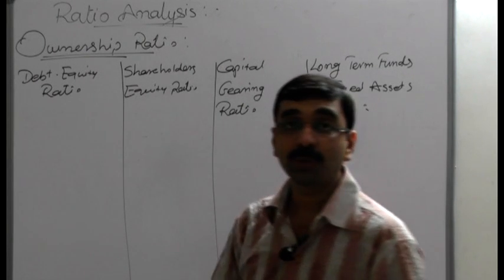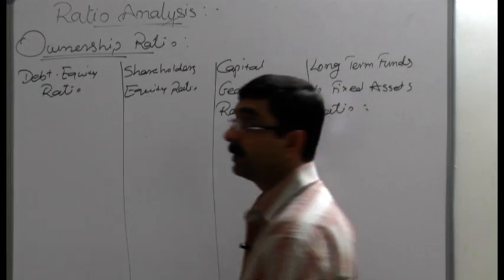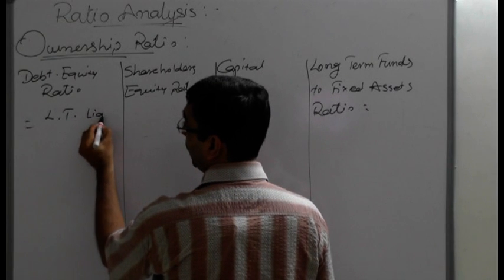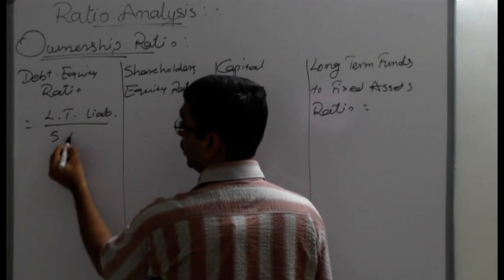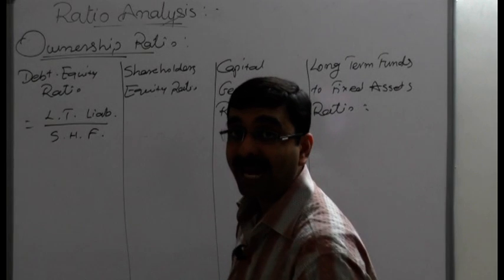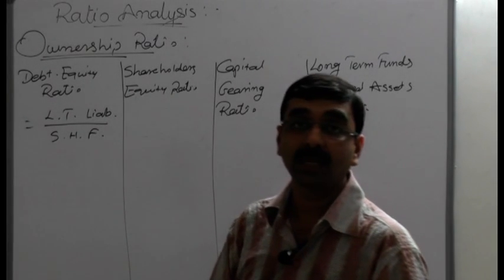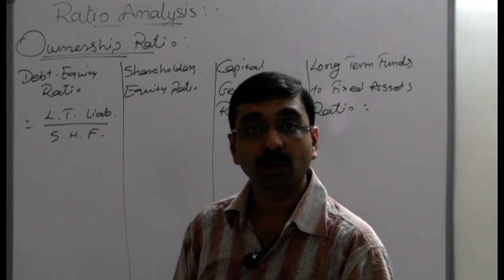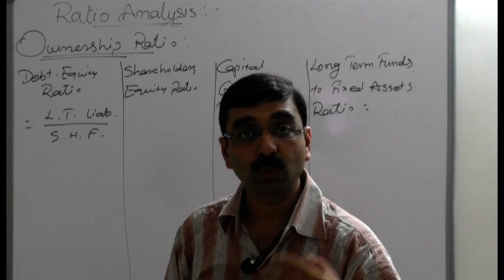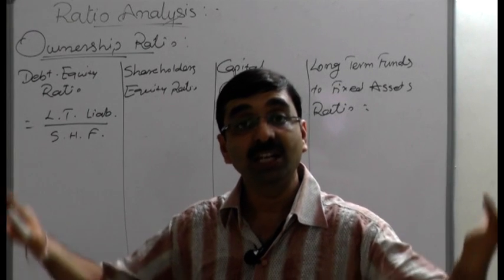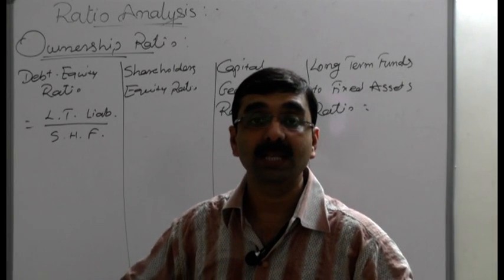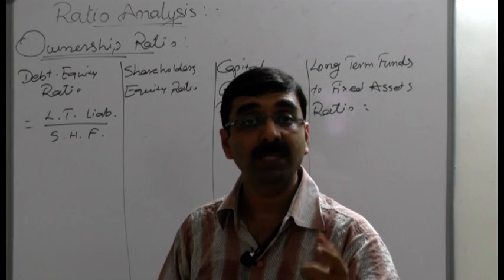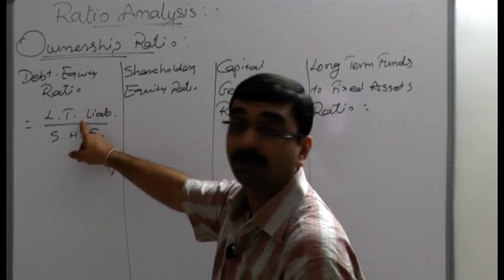Debt equity ratio is a comparison of long-term funds with the shareholders funds: long-term liabilities divided by shareholders fund. Debt equity is determined to find out the long-term solvency position. Why is long-term solvency required? Because the company wants to know whether it has enough ownership funds in the business to repay the long-term liabilities regularly, or at the time of maturity.